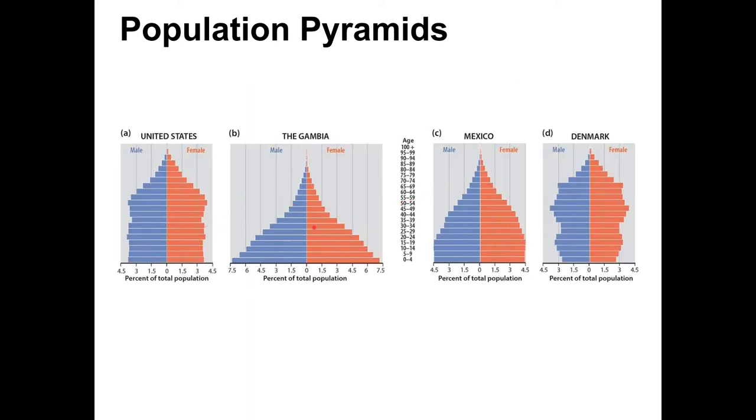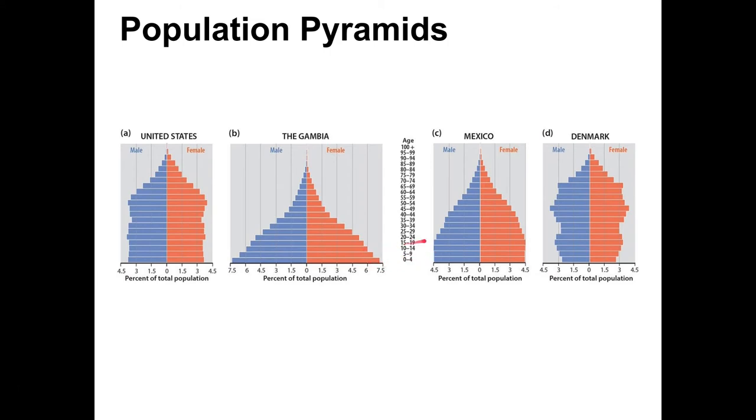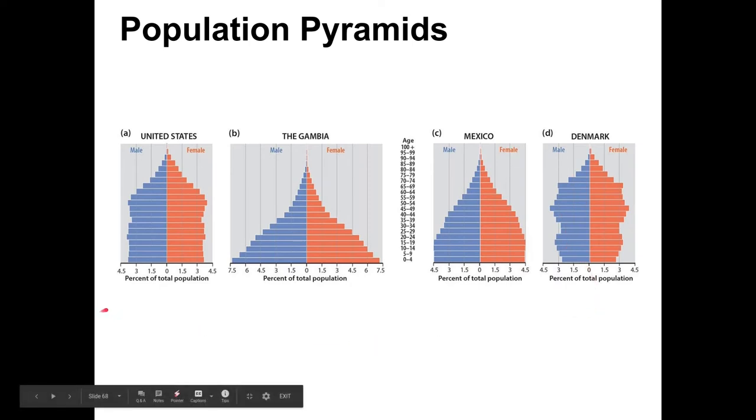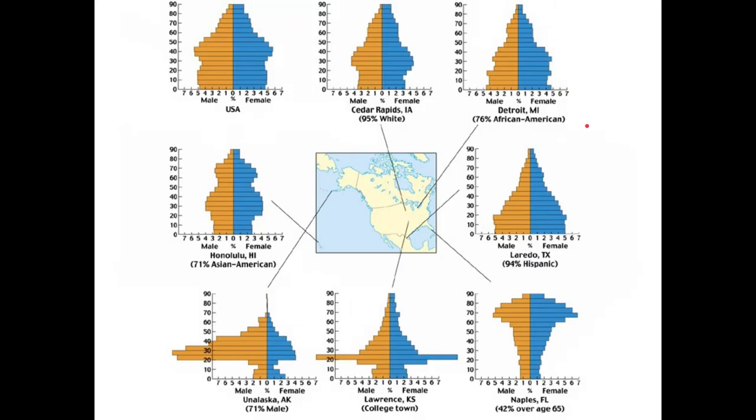Comparing the United States to the Gambia, to Mexico, to Denmark. So if I asked you to rank them, by fastest to slowest, I would say Gambia is the fastest growing. Oh, and now you can see what I was talking about. 0 to 4, 5 to 9, 10 to 14. So these are 5-year cohorts. The Gambia is the fastest. Mexico is the second fastest. The U.S. is the third fastest. And Denmark, you can see from the last 50 years, their population's been decreasing. So population pyramids are incredibly useful. Super fast growth, contracting or decreasing growth.